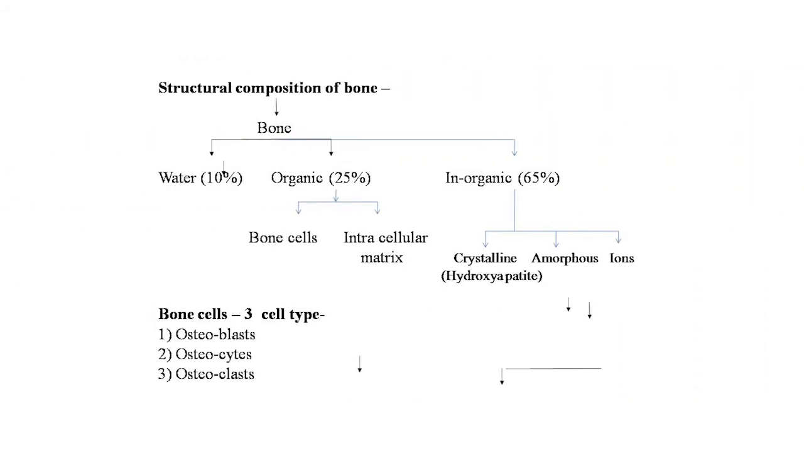Structural composition of bone. Bone is composed of water only 10%, organic substances 25% and inorganic 65%, hence the bone composite. The organic 25% is bone cells and intercellular matrix. The inorganic substances are crystalline hydroxyapatite, amorphous and ions, and these inorganic 65% are constituted by the crystalline hydroxyapatite, amorphous and ions. Bone cells: there are 3 types of cells in the bones, that is the osteoblasts, osteocytes and osteoclasts.